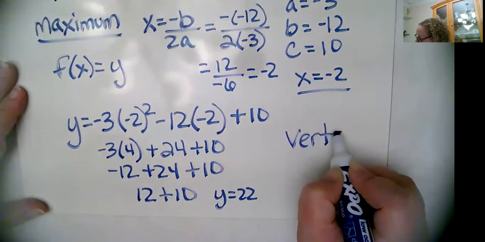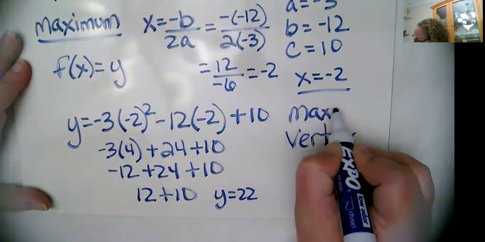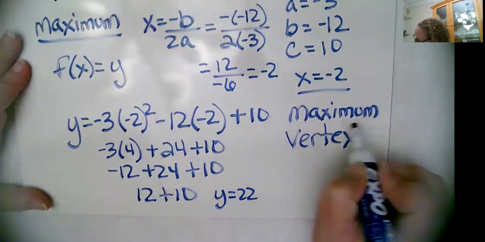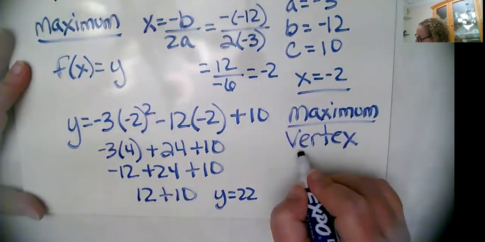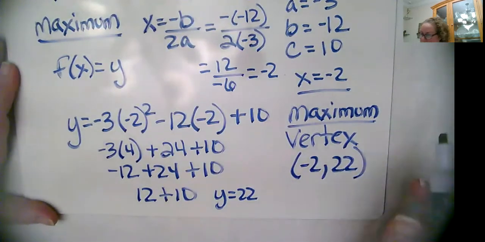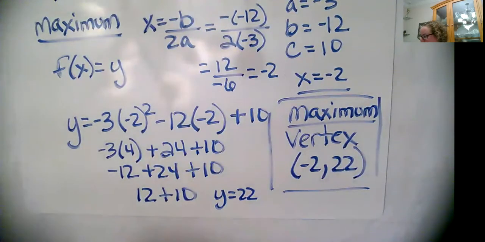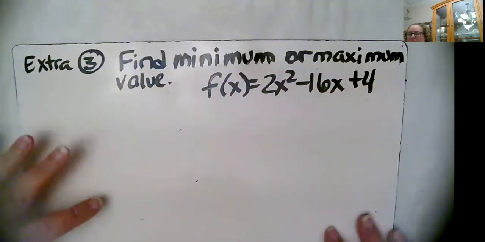So our maximum value, the vertex is negative 2, 22. That was example 3. I'm going to do one extra. So we found a maximum, now we're going to find a minimum.